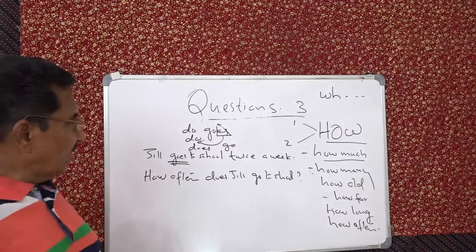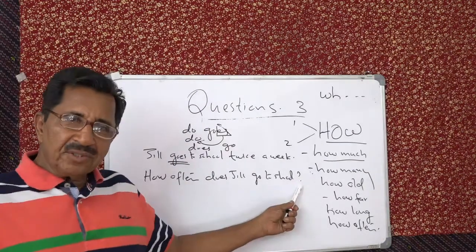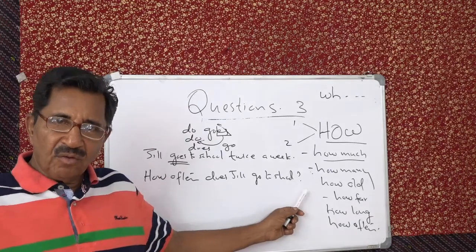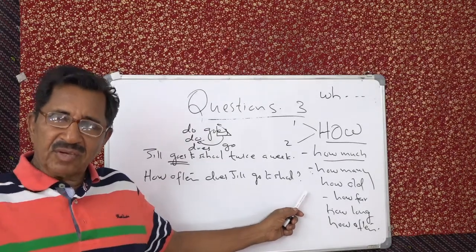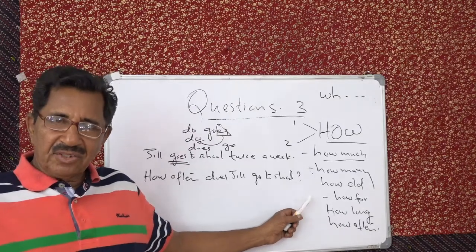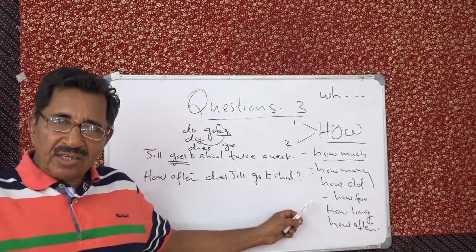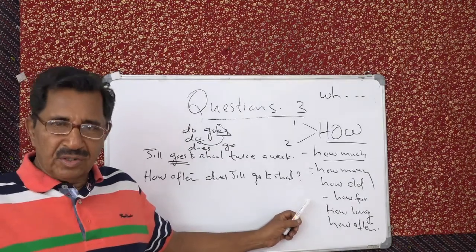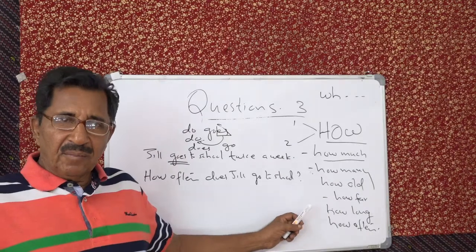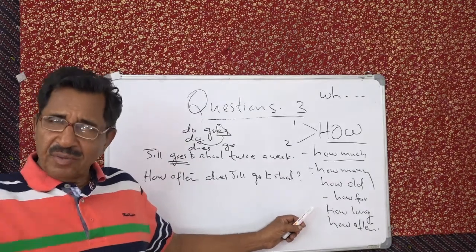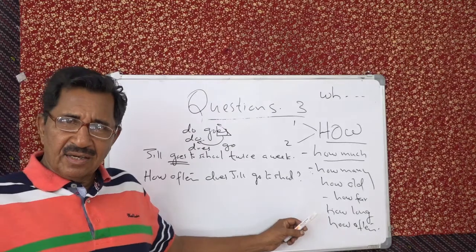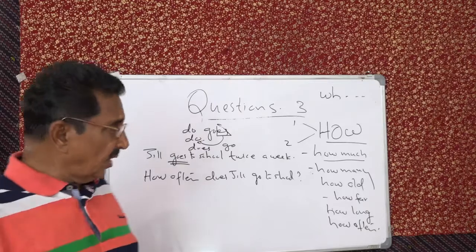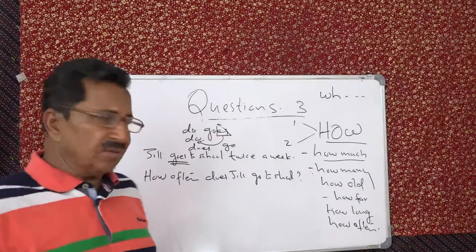Yes. And then you have got how much. How much money you require. So how much work can you do? How much water do you need? How much oil do you need? How much paint do you need for painting this? Understand? And how much jam? Yes. How much jam? All the uncountable nouns.